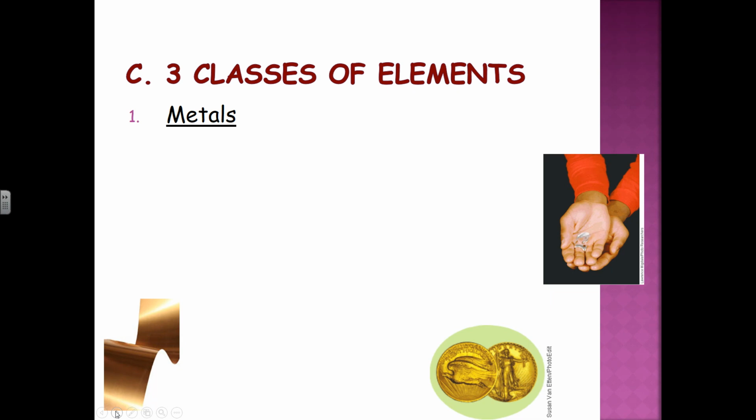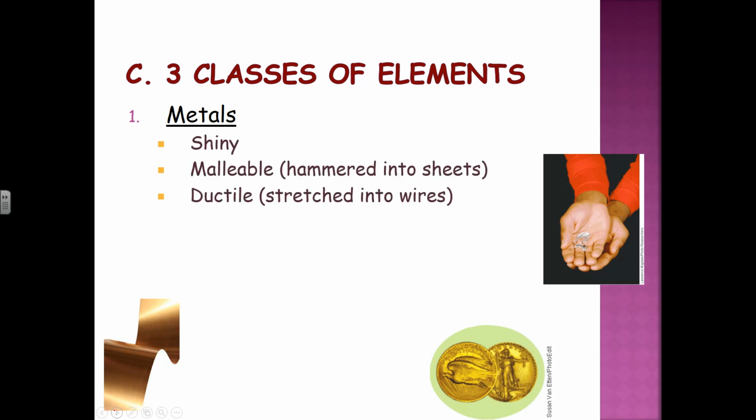All right, now there's 3 classes of elements. The first class of elements on the periodic table are called metals. So let's talk about some characteristics of all metals. All metals are shiny, and if they happen to get kind of dull, you can polish them to a high shine. Notice here we have a sample of copper.